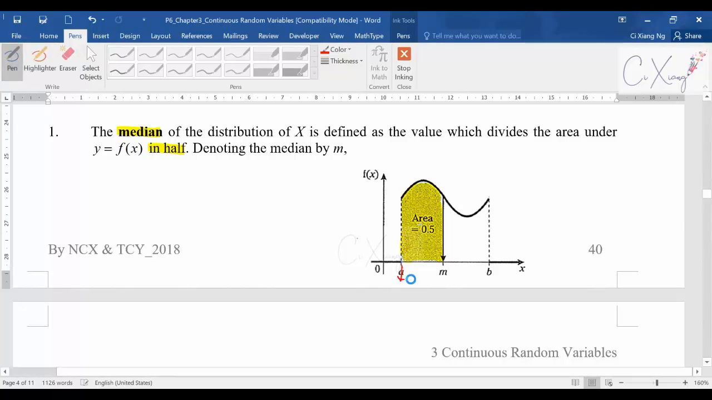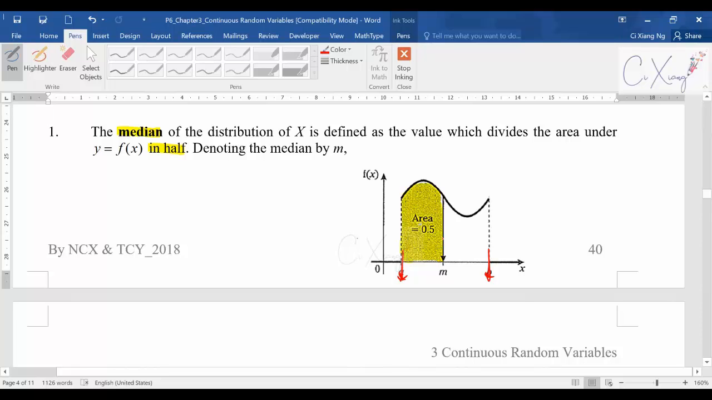It is not saying from A to B, the midpoint, no. Don't confuse it with the midpoint between A and B. Because if, let's say, A is the smallest value and B is the largest value, the median is not necessarily every time in the center.